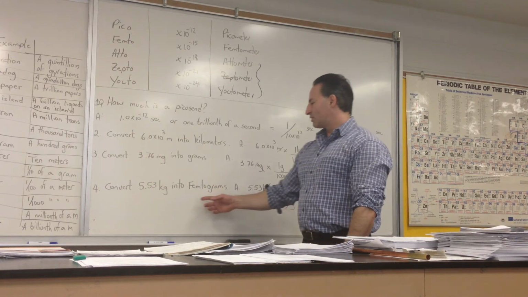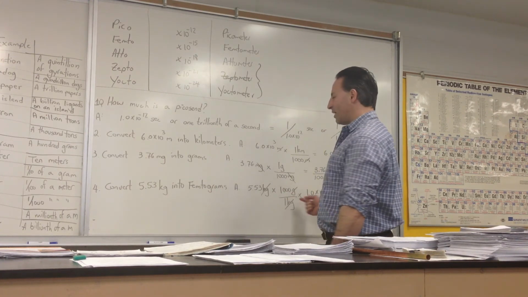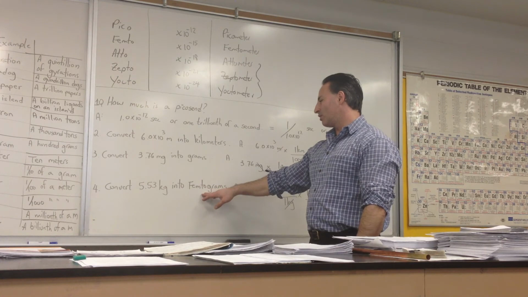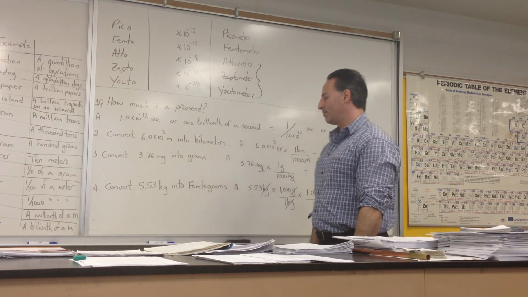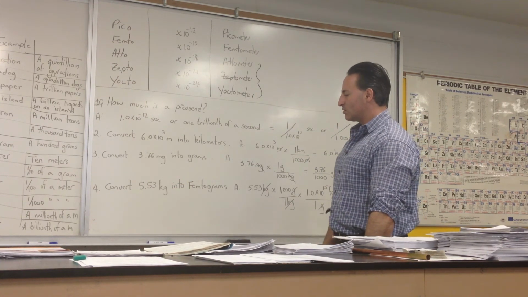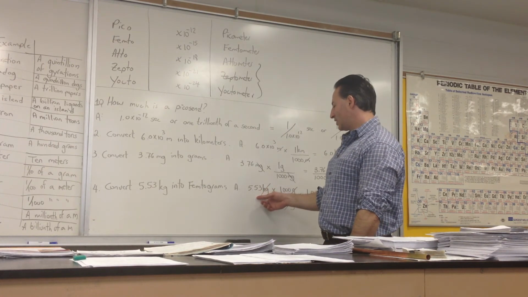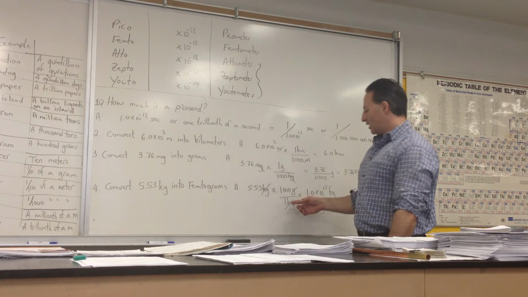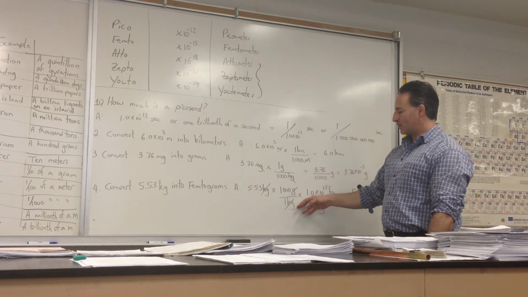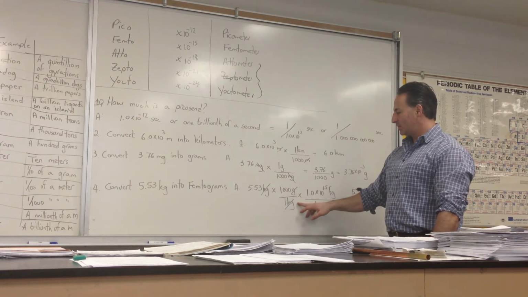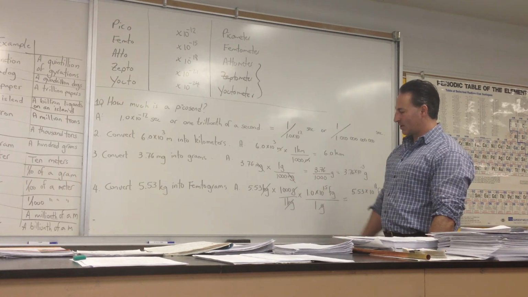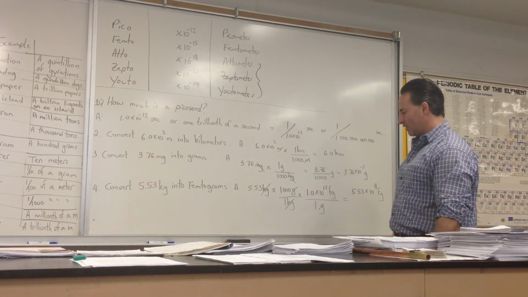Lastly, we have a complex conversion factor where you have to go through 2 steps because most people don't know how many femtograms there are in a kilogram. So the easiest way to do this is to go first to grams, which is the base unit. So 5.53 kilograms contain 1,000 grams per kilogram. That allows you to eliminate kilograms. So you get 5,530 grams in 5.53 kilograms.